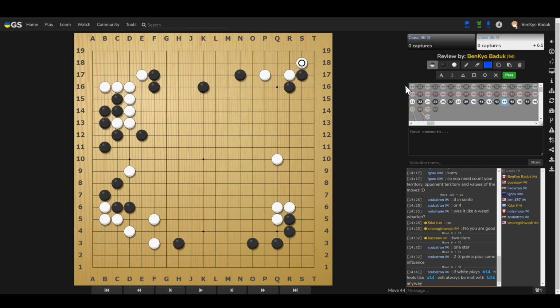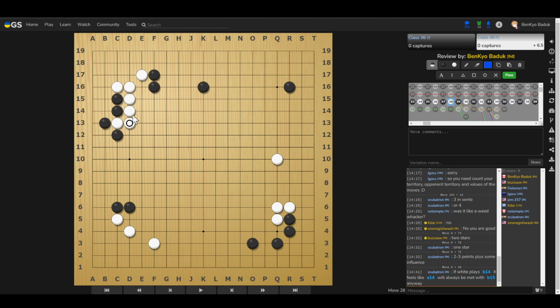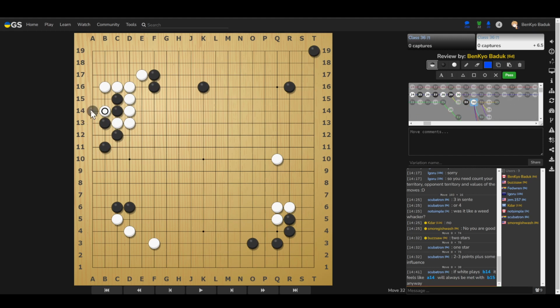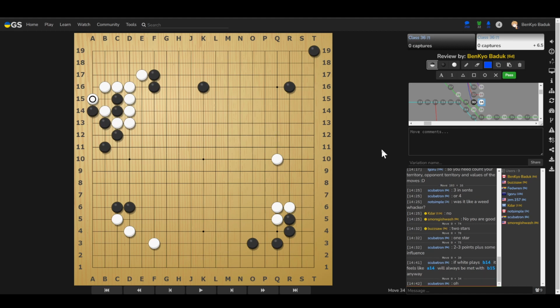If white plays B14, it feels like A14, B15 will always follow. Actually, the thing about that is that there's a snapback here. So black has to be careful, because if black plays A14, it's not actually sente, because white can respond here. Easy to miss though. So yeah, be careful.